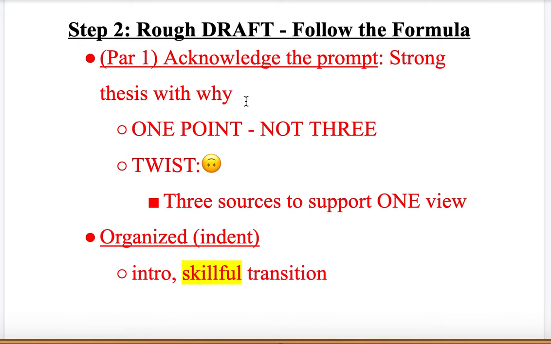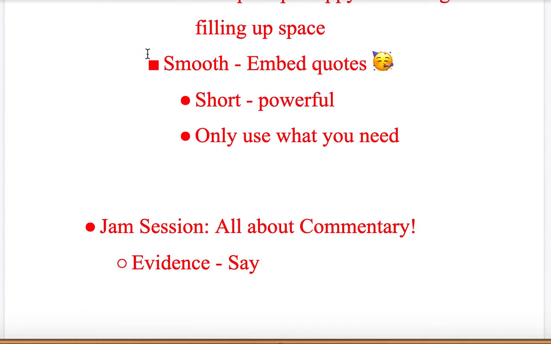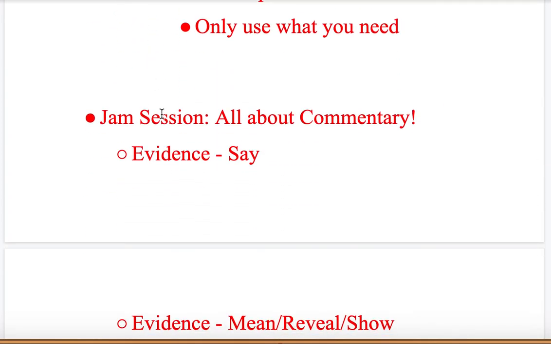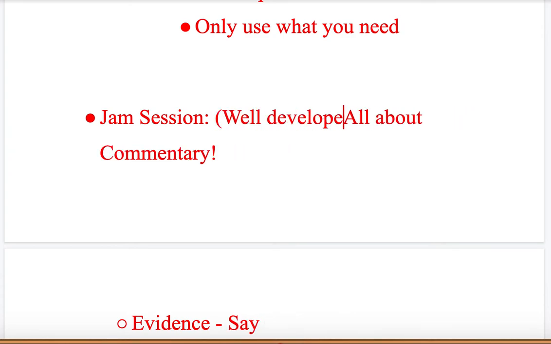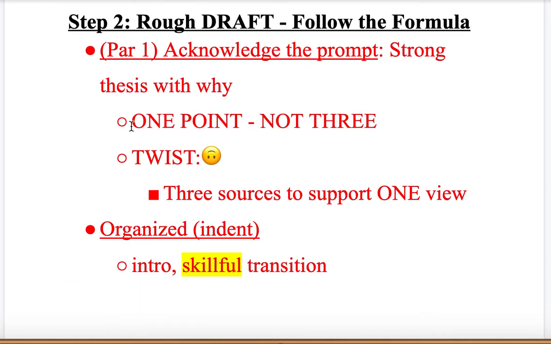Step 2, now it's time to draft the paper. Here are the 4 key points. In order to have a satisfactory essay, you need to acknowledge the prompt, whatever the writing assignment is. It has to be organized. It must be focused. And you have to jam out on the commentary. It needs to be well developed. It's all about your commentary. So those are the 4 key points. Let's look at each one of them.